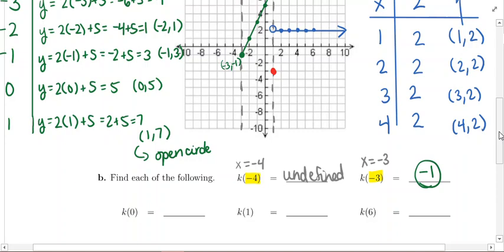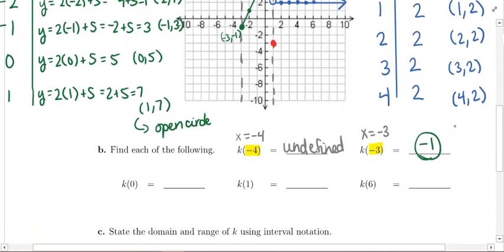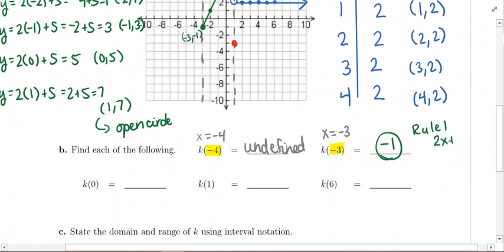You could have done this from the formula. If you go up to the rules, you have to figure out if x equals -3 falls into rule 1, rule 2, or rule 3. And x equals -3 falls into rule 1. It fits the bill of x's between -3 and 1, including -3. So you could have used rule 1 here. Rule 1 is 2x plus 5. So you would just plug in the x value of -3. And that would give you -6 plus 5, which is -1. All right, moving on.